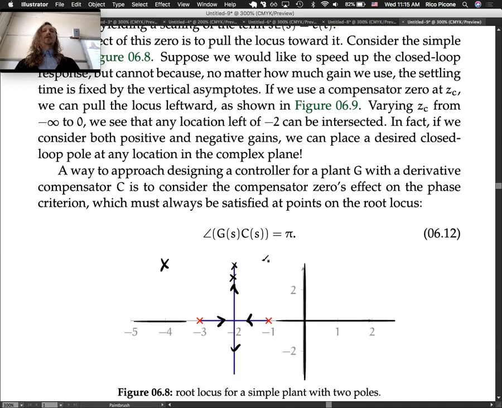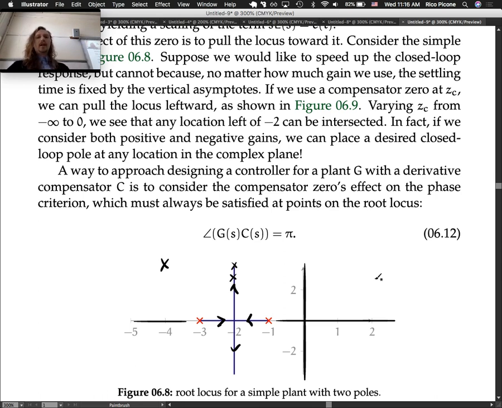A way to approach designing a controller for plant G with a derivative compensator C is to consider the compensator 0's effect on the phase criterion, which must always be satisfied at points on the root locus, right? That was how we first derived our rules for sketching the root locus, from the phase and the magnitude criterion, right?